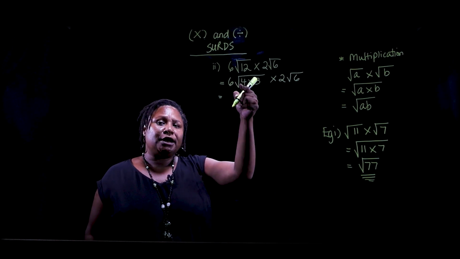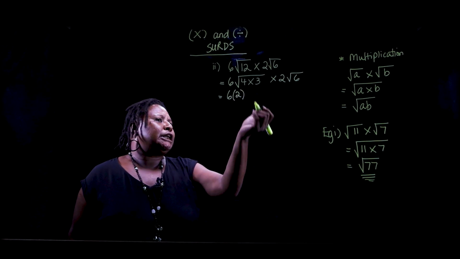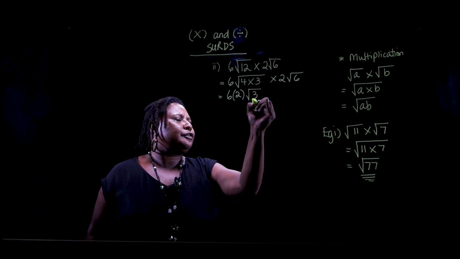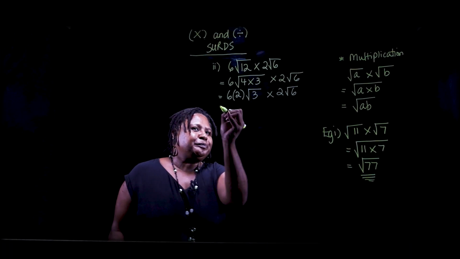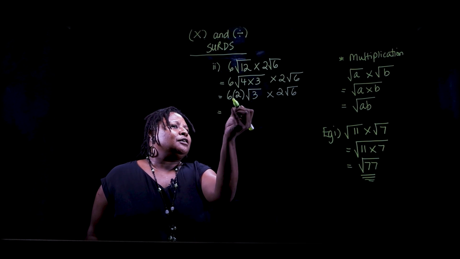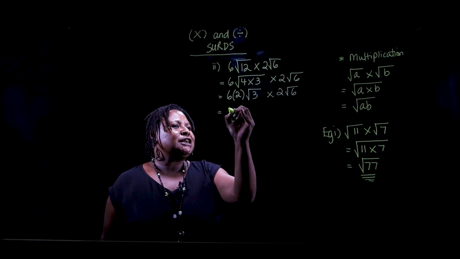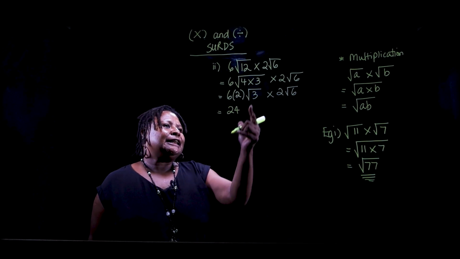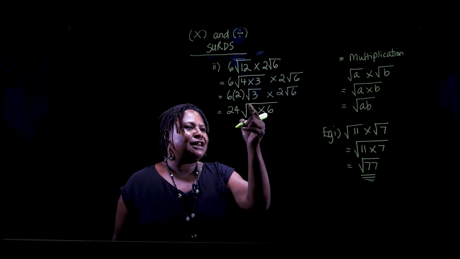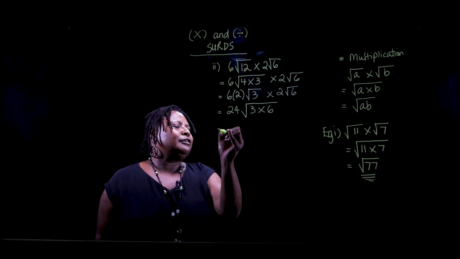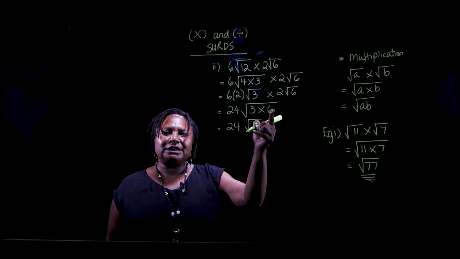Now, 4 is a square number, so the square root of 4 is 2. The 2 comes out and becomes a coefficient, and we have left root 3 times 2 root 6. So 6 times 2 becomes 12, and this 12 is multiplied by 2 to give us 24. Then we have root 3 times root 6, so 3 times 6 under the radical sign. Now, 24 root 18, because 3 times 6 is 18.